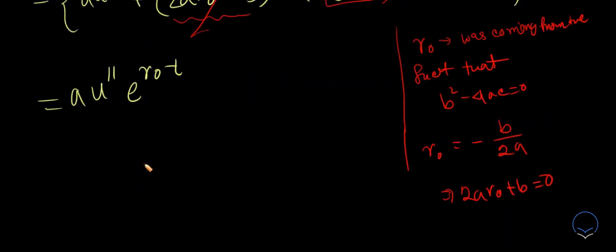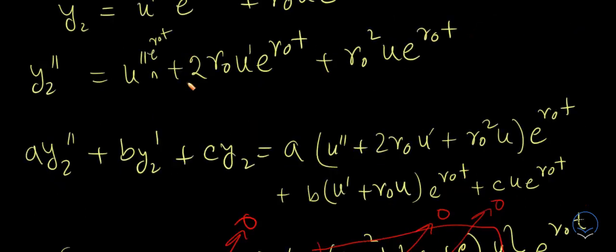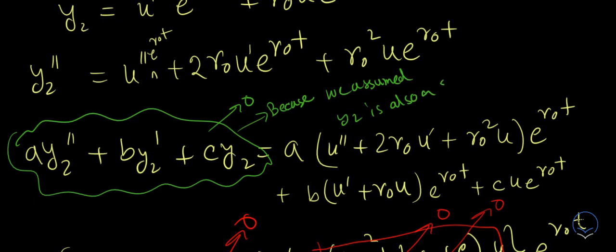But we assumed at the very beginning that y2 is a solution of the differential equation. So this part over here, let me just highlight it. This part will also be 0 because we assumed y2 is also a solution of ay double prime plus by prime plus cy equals 0, right?